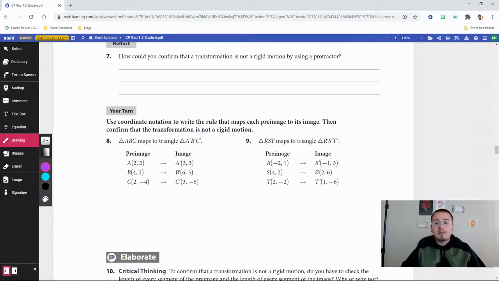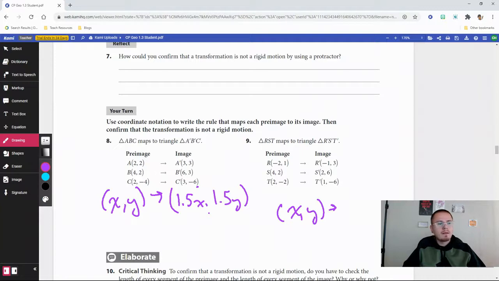Pause it. I'm going to write the rules for you guys just to make sure that you get them, but please pause right now so you don't cheat. Stop cheating. So this one's going to be 1.5x, 1.5y. And this one, number 9, is going to be 1/2 x, 3y. So there are your rules if you were stuck.